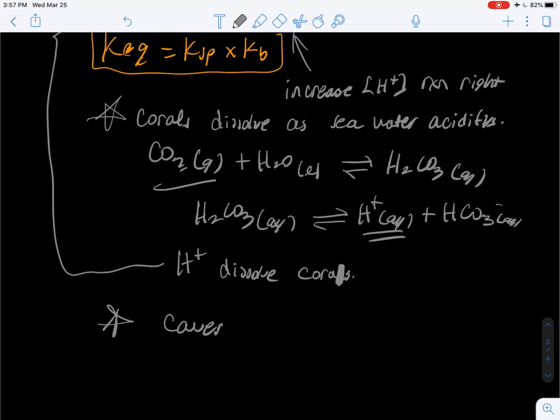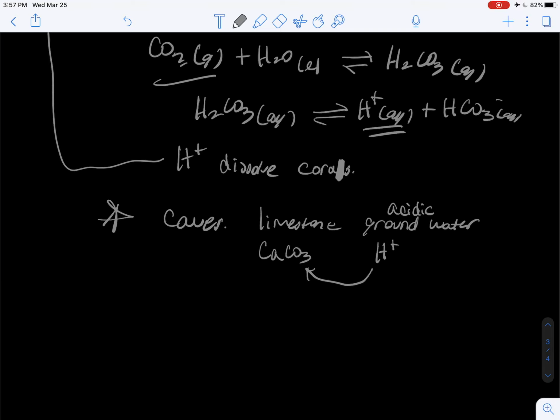Another application of this is caves. For example, Roanoke, there's a lot of caves. There's limestone. Limestone reacts with groundwater that might be acidic. So limestone, as we mentioned, is calcium carbonate, and acidic groundwater that passes through the ground contains a little bit of acid, and this will dissolve calcium carbonate slowly over hundreds of years to create large caverns and openings and caves and so on.